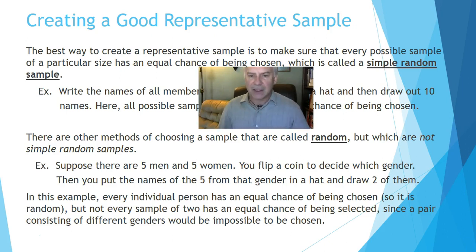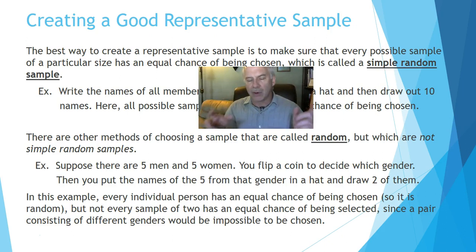The problem with this is that not every group of 2 people could be chosen. It is true that every individual person has an equal chance of being chosen, so we call this random, but not every sample of 2 has an equal chance of being selected, since a pair consisting of different genders would be impossible to choose. Because you flip the coin and you either are taking all the males and then choosing 2 out of those males, or you're taking the females and choosing 2 out of the 5 females.